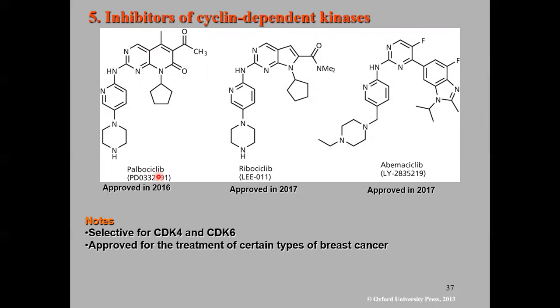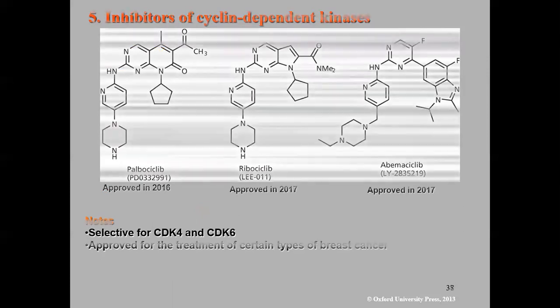So you see the trend here that we are going toward agents that are selective toward certain types of enzymes, which makes them selective toward certain types of cancers, right? And that is good because that decreases side activity.